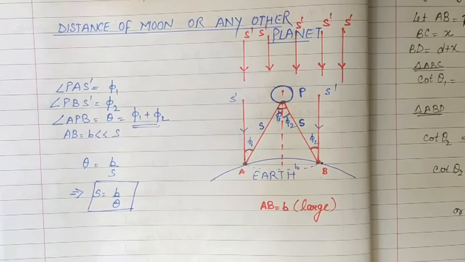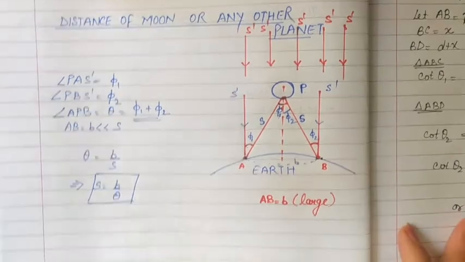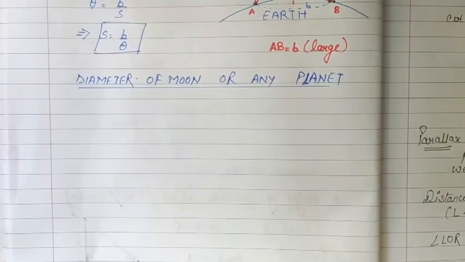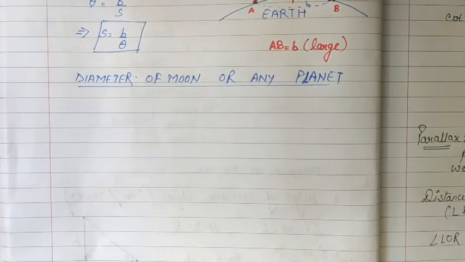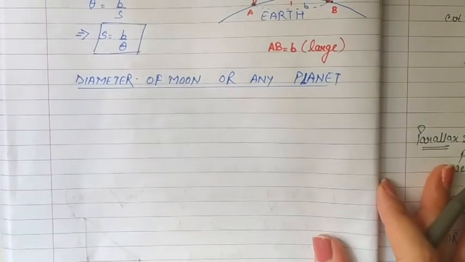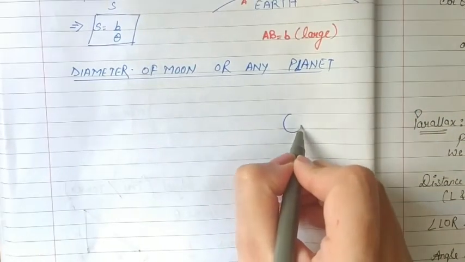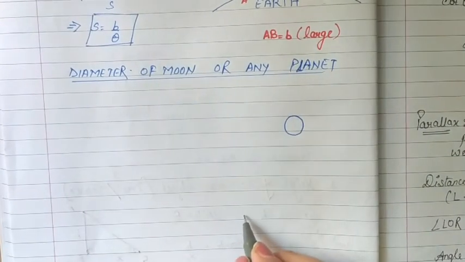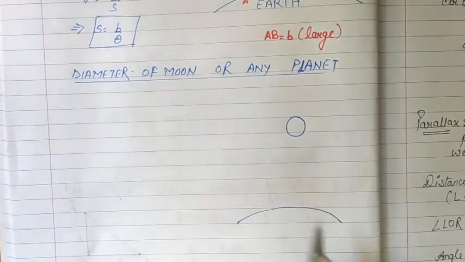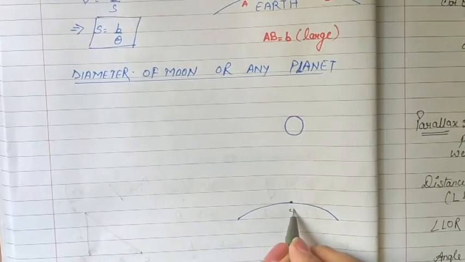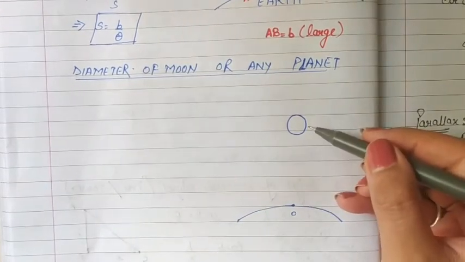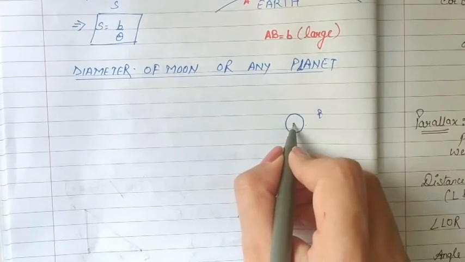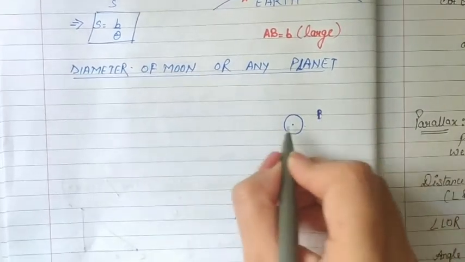We can also find the diameter of the moon or any other planet by using this method. Let's see how that works. Suppose this is the moon or any other planet P whose diameter we want to calculate from Earth's surface, and we are observing it from point O.